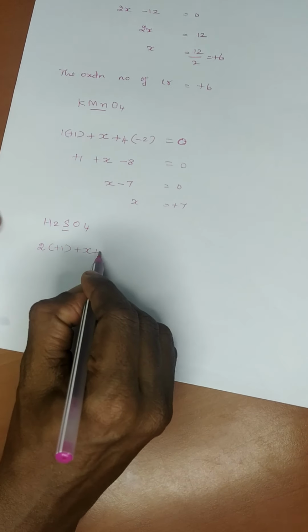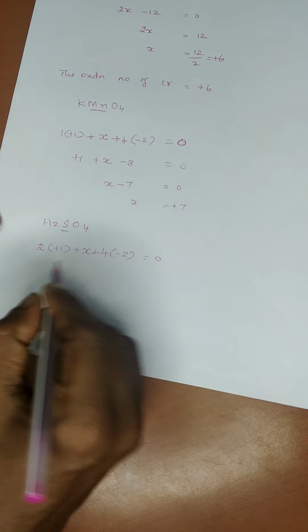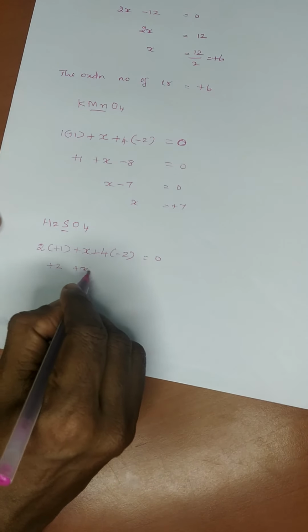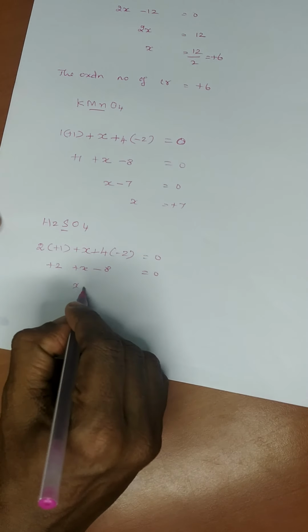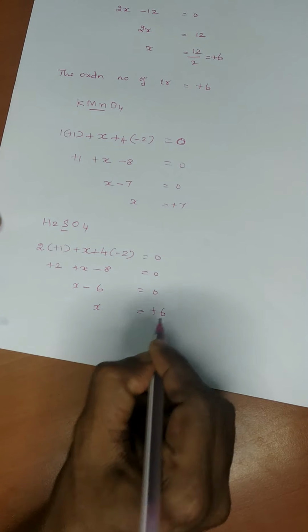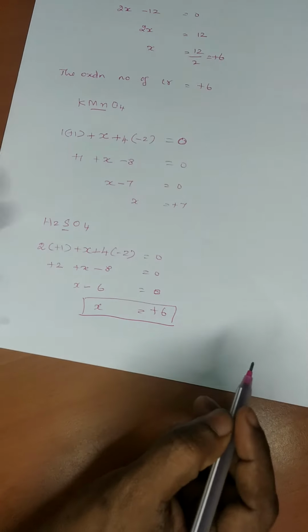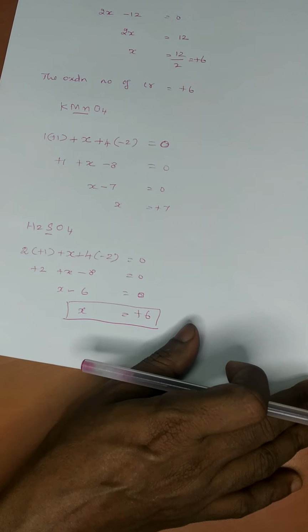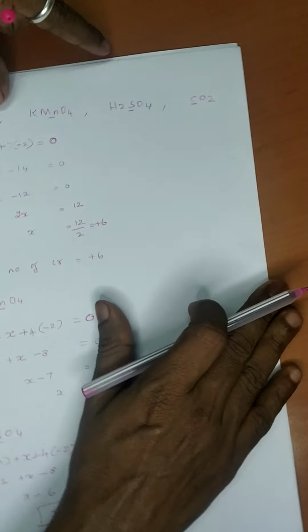So, 1X. Plus, 4 oxygen atoms are there. 4 into minus 2, equal to 0. Plus 2 plus X minus 8 equal to 0. If we add these two numbers, we get X minus 6 equal to 0. Then X equal to plus 6, which is the oxidation state of sulfur in H2SO4.